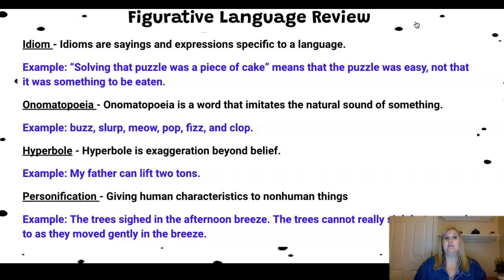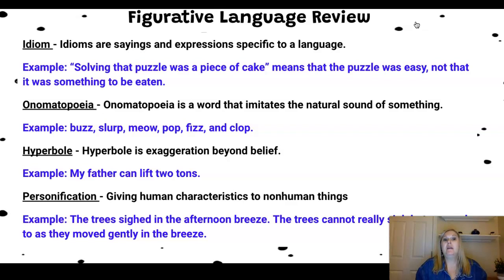Okay. Next, we have idioms. Idioms are common sayings, like a piece of cake or it's raining cats and dogs. They're sayings and expressions. So for example, solving that puzzle was a piece of cake means that the puzzle was easy, not that it was something to be eaten. It was just easy. All right, so there's lots of idioms. Some are a little more complicated than others, and sometimes we have to look up what some mean.